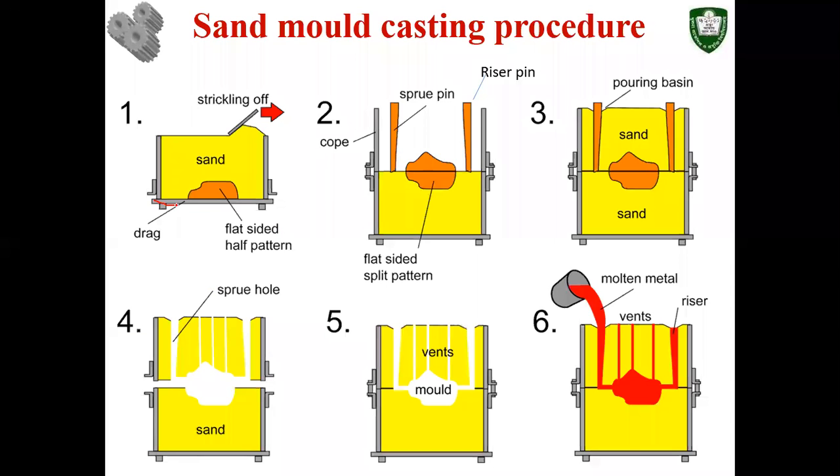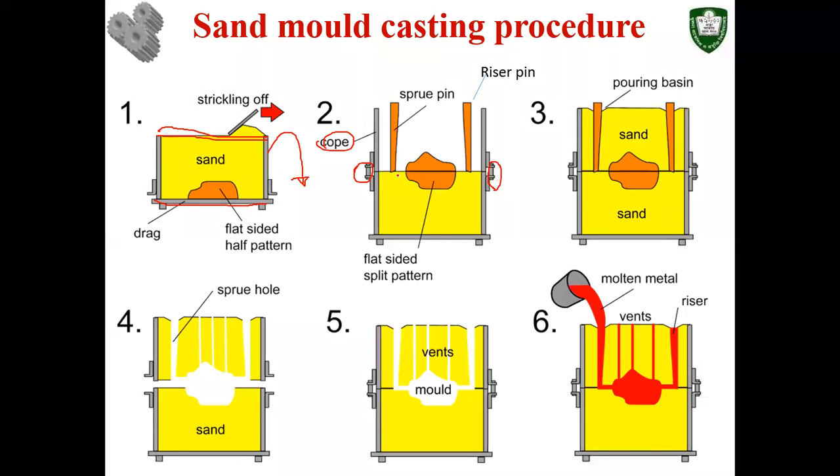Firstly, we need a flat plate and a pattern which is divided into two parts along the parting line, okay? The first half of the pattern is placed on the flat plate, and then you pour the sand and pack it. Make the surface flat, and make it upside down. Once it is upside down, you place the cope in place and clamp it properly.